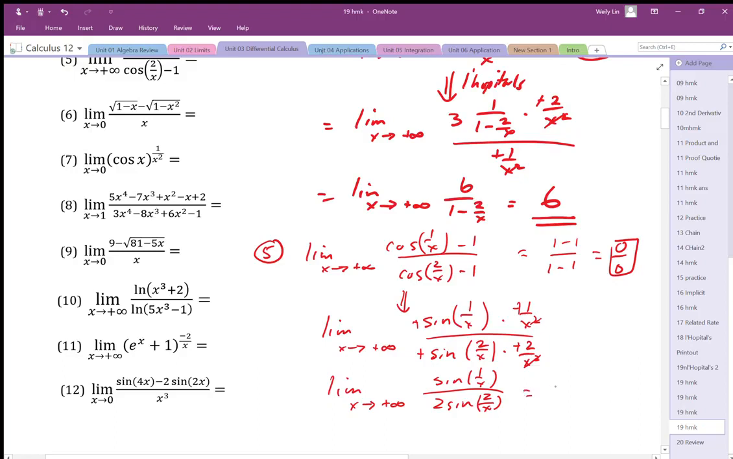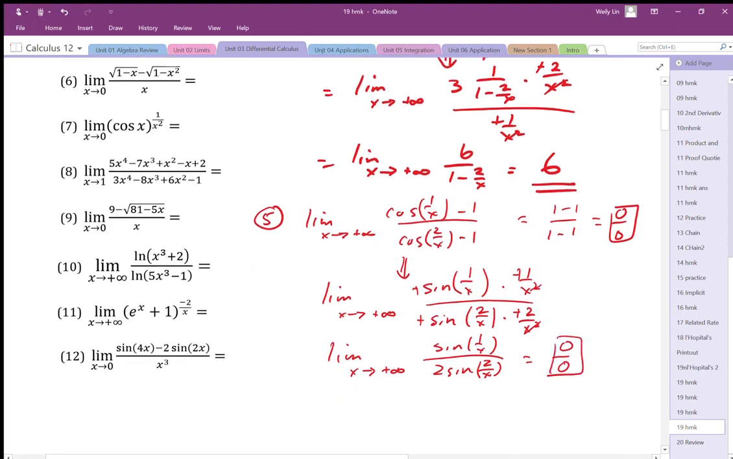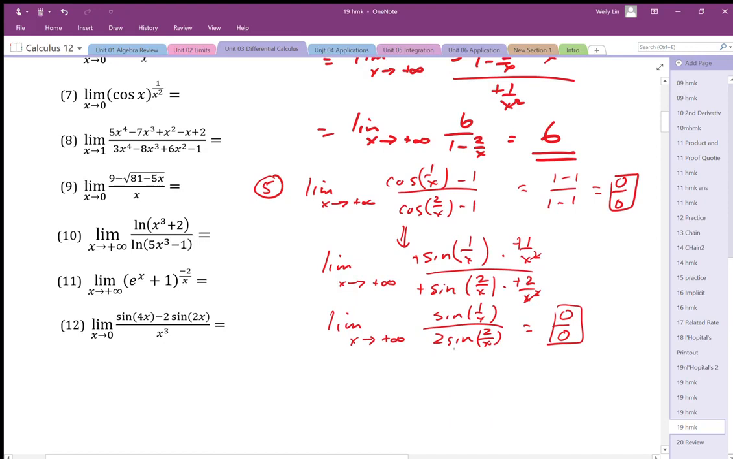Okay, plugging that in, sine 0 is 0. Infinity in there becomes sine 0 again. So I get 0 over 0, so it gives me the indeterminate form. That means I apply L'Hopital's one more time.